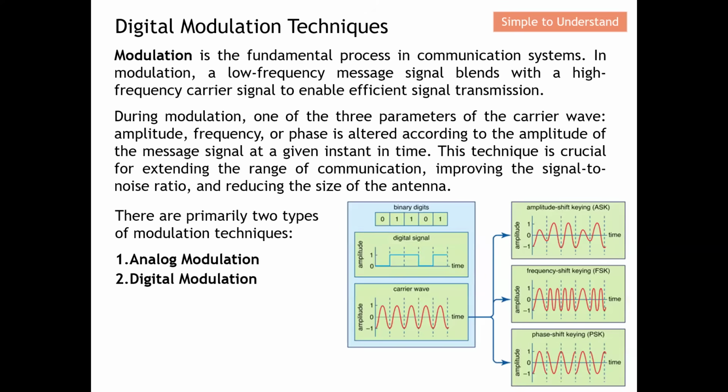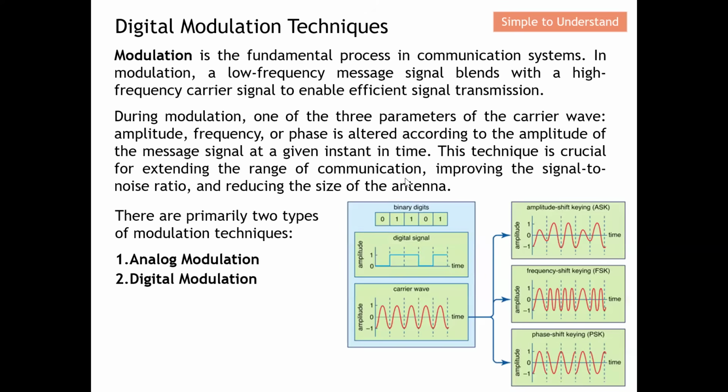For this video, I'm concentrating on digital modulation. So in short, we have ASK, FSK, and also PSK. During modulation, one of the three parameters of the carrier wave, either the amplitude, the frequency, or the phase, will be altered according to the amplitude of the message signal at a given instant in time. This technique is critical for extending the range of communication, hence improving the signal to noise ratio and reducing the size of the antenna.